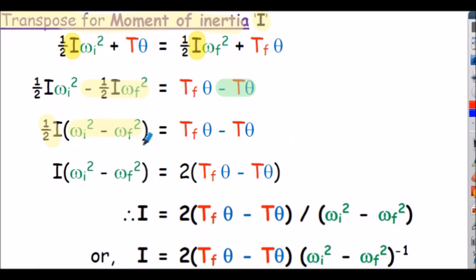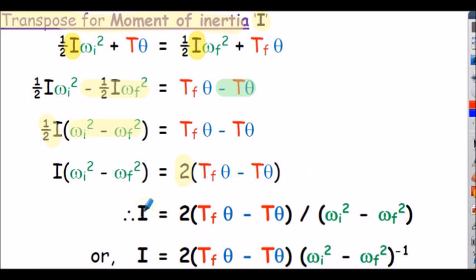Next line I've multiplied throughout by 2, and I have half multiplied by I, so to remove the half here I will multiply both sides by 2, that's shown here. Notice I put the torque theta terms in a bracket. Must ensure I maintain my BODMAS precedence rules throughout the transposition process.